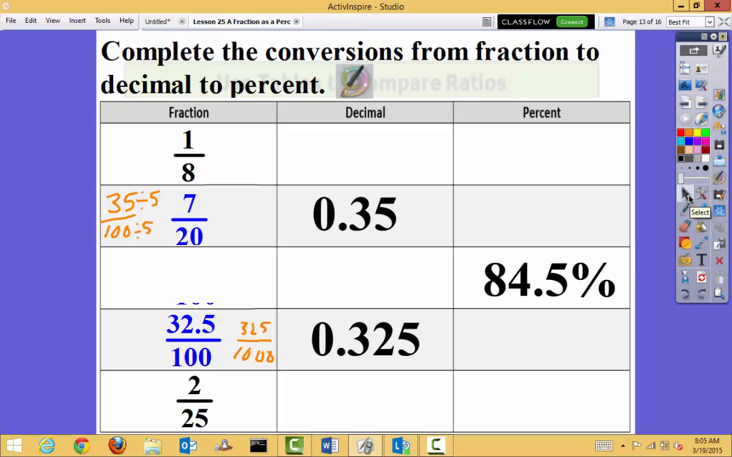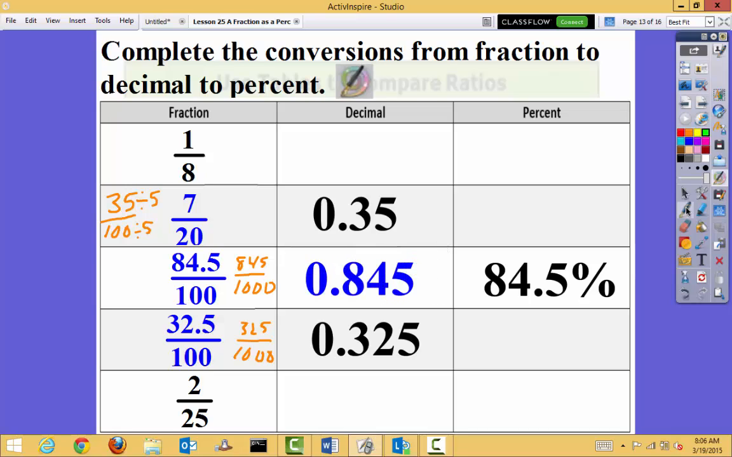Okay, my last one, I'm going to take this percent and just put it over 100 again like here. If I wanted to get rid of that decimal, I just multiply by 10. Alright, now let's do our next easy one. How do I get from here to a decimal? Well, all I do is I move that decimal 1, 2 spots over.